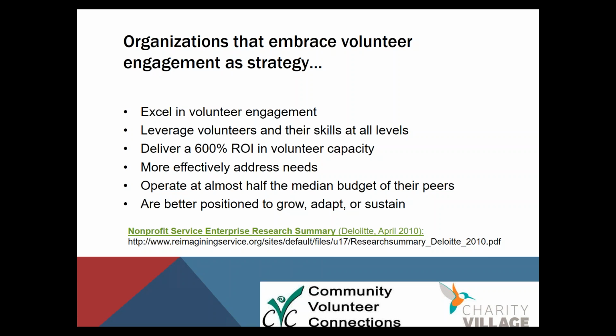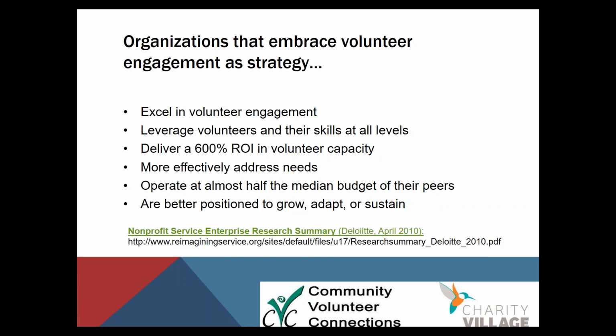And organizations that really take that seriously and build volunteer engagement into their organizational planning as a strategy, they excel at that volunteer engagement. They leverage volunteers and skills at all levels. So at the front line, they engage volunteers well. In their fundraising, they engage volunteers well. In their consulting, they engage volunteers well. They engage them all up and down all of the needs that you have as an organization.